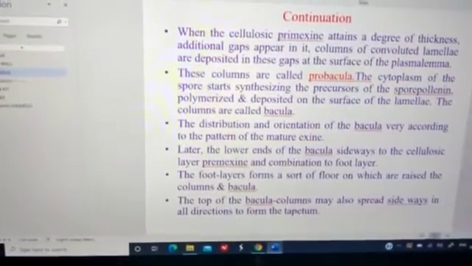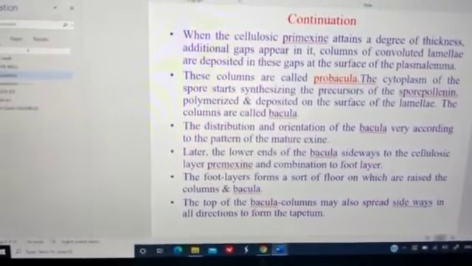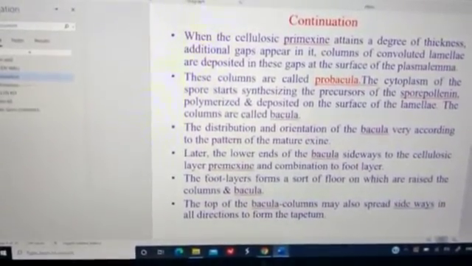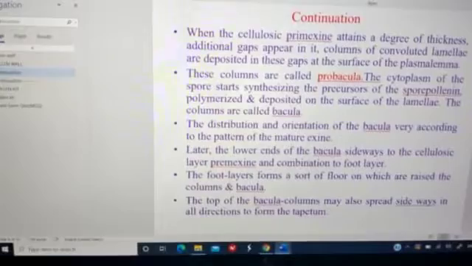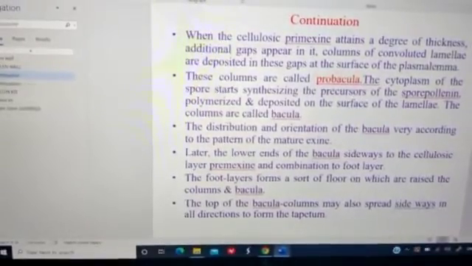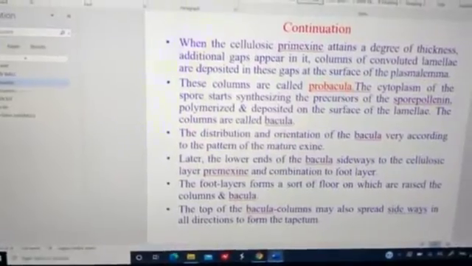Later, the lower ends of the baculae spread sideways to the cellulosic layer, the primexine, and combine to form the foot layer. And the foot layer forms a sort of floor on which the columns, the bacula, are raised. And the tops of the bacula columns may also spread sideways in all directions to form the tectum.